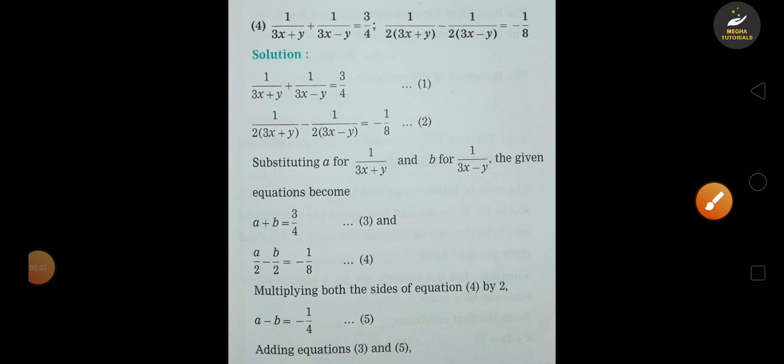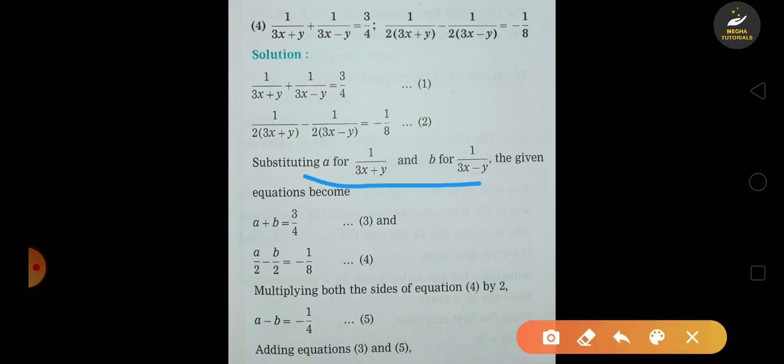Question 4. 1 upon 3x plus y plus 1 upon 3x minus y is equal to 3 upon 4, equation 1, and 1 upon 2 into 3x plus y minus 1 upon 2 into 3x minus y is equal to minus 1 upon 8, equation 2. These equations are not in the standard form, so we will replace 1 upon 3x plus y and 1 upon 3x minus y by a and b. So we will get new equations as a plus b is equal to 3 upon 4, equation 3, and a upon 2 minus b upon 2 is equal to minus 1 upon 8, equation 4.